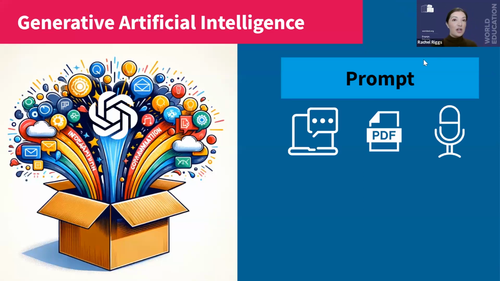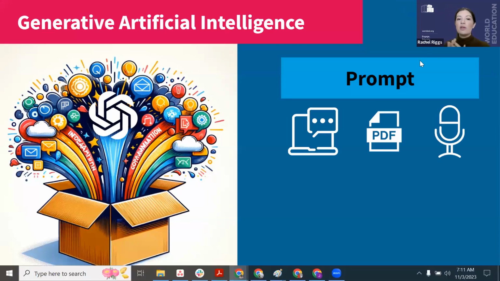So you can enter a prompt. With most of these tools, you enter a prompt, and the prompts can be in a lot of different forms, depending on the tool that you use and how it has integrated generative AI. So some are text prompts, and you can also upload PDFs, you can also use audio. And as generative AI advances, the ability to enter a different variety of prompts continues to expand.